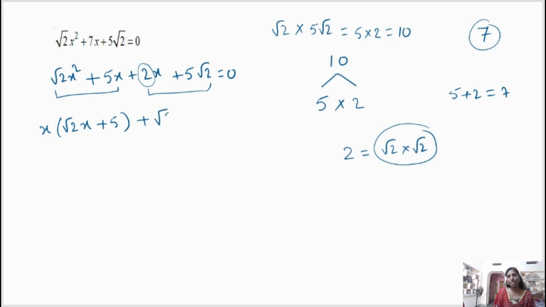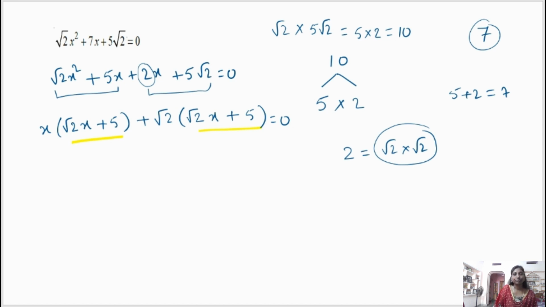So root 2 is common, which means one root 2 is left over and x is there, plus root 2 is common, so 5. And check that this one and this one are the same or not. Always you should get these two brackets the same.